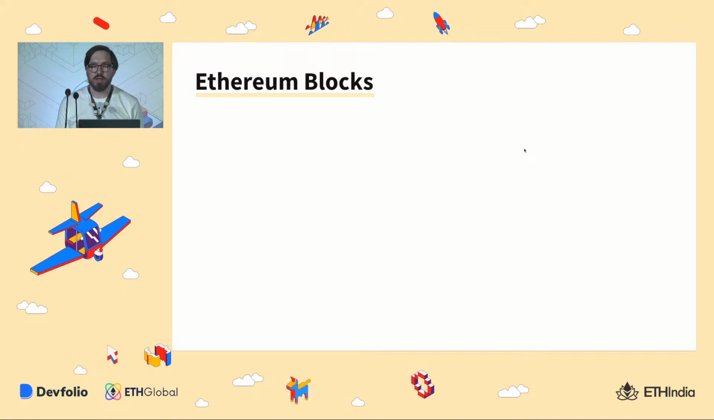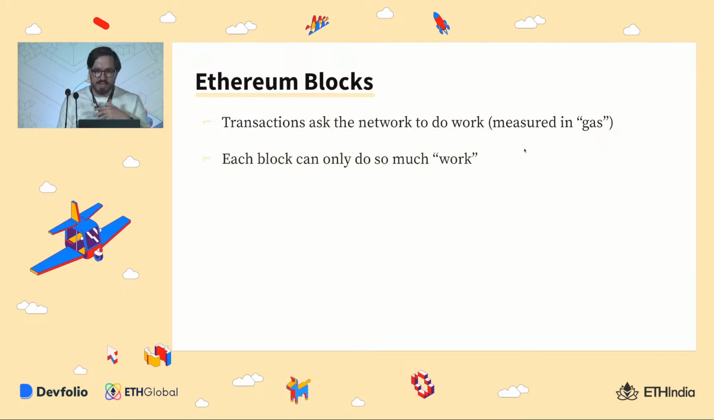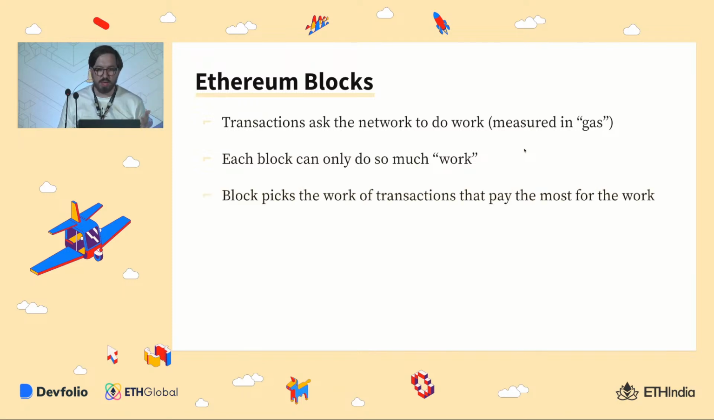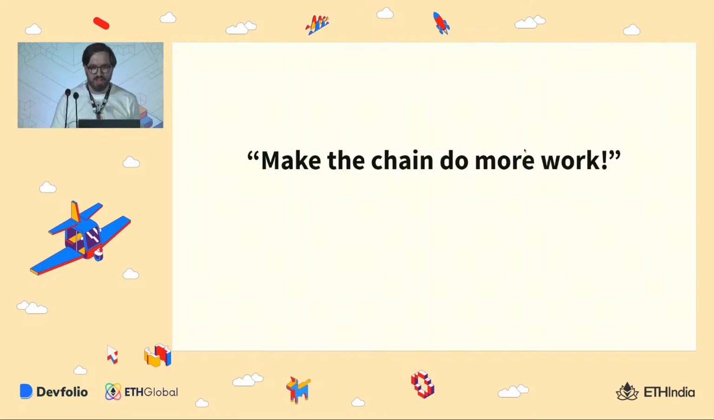What's happening here? Well, if you're unfamiliar, we have this idea of an Ethereum block, and what we're doing is sending a transaction and asking the network to do some work, and that's measured in gas. Each block can only do so much of this work, and so the block, or the person creating the block, is going to pick those transactions that are going to pay them the most to do that work, who are paying the highest gas price. This is the idea of block space, and once that block space fills up, once a block is full, it becomes an auction and the price goes up, right? There's a lot of hand waving here, but that's the general sense.